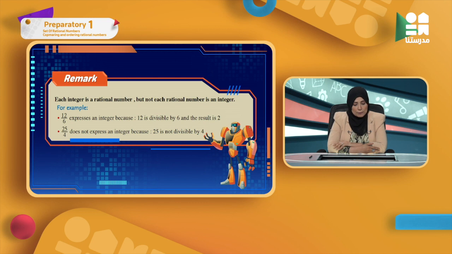The second one, 25 over 4. My question is, can I divide 25 and 4 by the same number? Of course not. So in this case, I don't have an integer. It's a rational number only. That's what we need to focus on. Next.